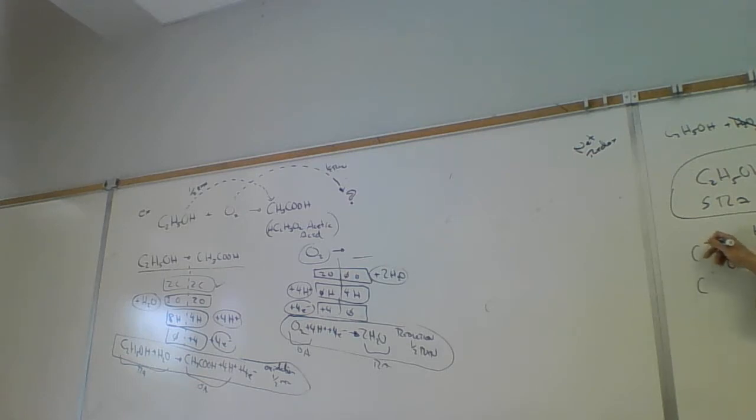minus. This is minus 2, this is minus 2. Then it works. Minus 2 minus 2 minus 2 is minus 6, plus 6 is 0. Ethanol has 0 charge. There's no net charge, right? The sum of the oxidation states is equal to the net charge of the species here.